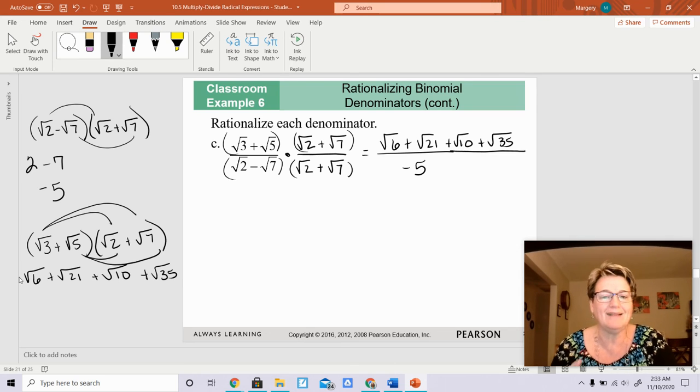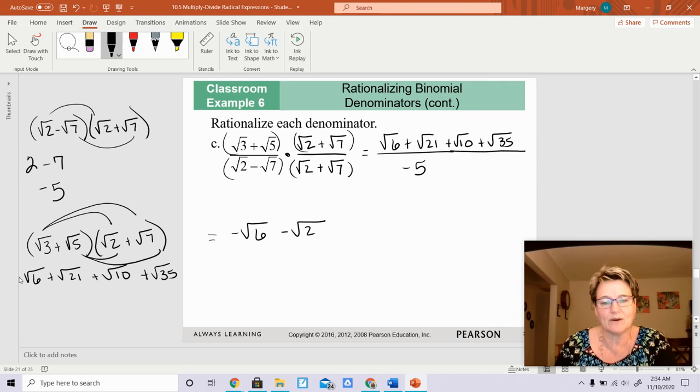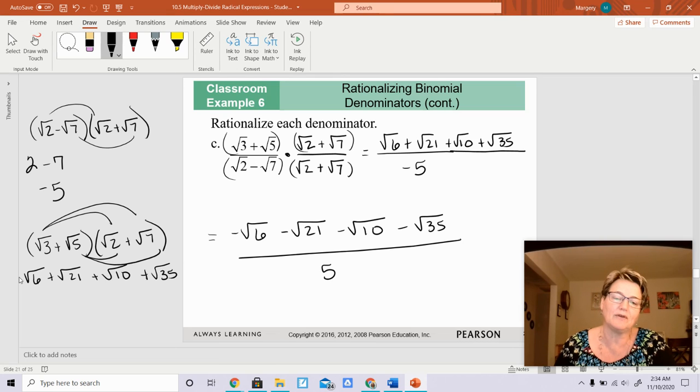I personally do not like to have the negative in the denominator. So what I think your answer choices will be is if you move that negative to the top, you may have to distribute it all the way across. So you're going to be left with a negative square root of 6 minus the square root of 21 minus the square root of 10 minus the square root of 35 all over 5. So those are both correct answers. I normally don't like to have the negative in the denominator, so I would distribute it across all the terms.